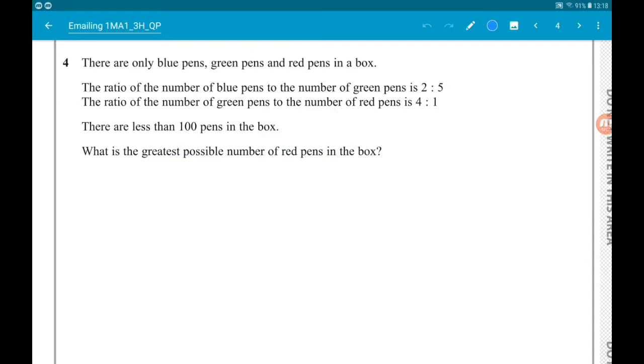Okay, number 4. So there are only blue pens, green pens, and red pens in a box. The number of blue pens to the number of green pens is 2 to 5. So straight away, I'm going to write that down as a ratio. Blue to green is 2 to 5. Okay, then we're also told the ratio of green to red is 4 to 1.